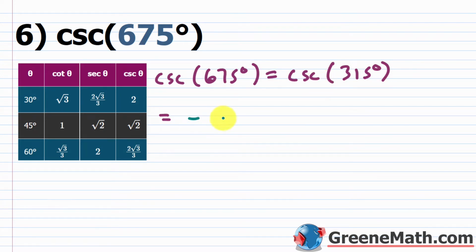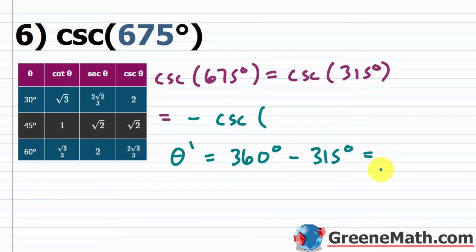And then I'm going to think about the cosecant of whatever the reference angle is here. To find that, if I'm in quadrant 4, your theta prime is going to be 360 degrees minus your angle, which is 315 degrees. That's going to give me, once again, 45 degrees. So I'm going to put this up here as 45 degrees.